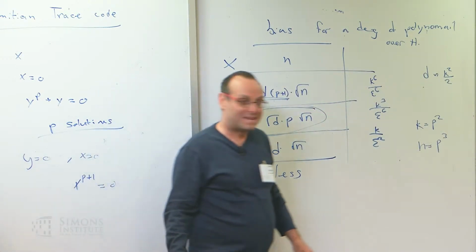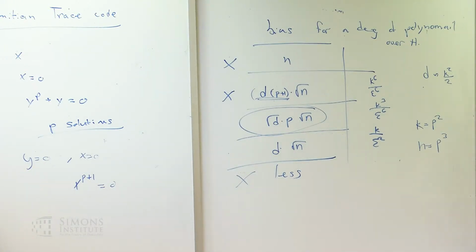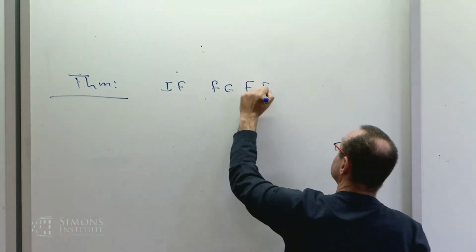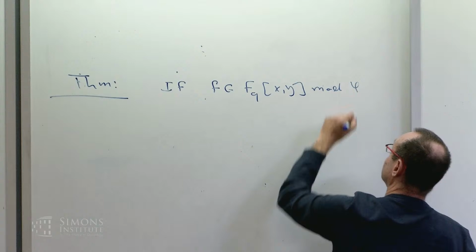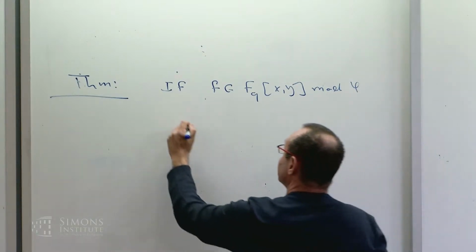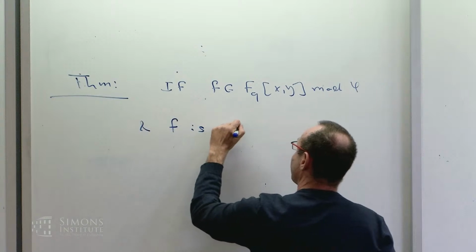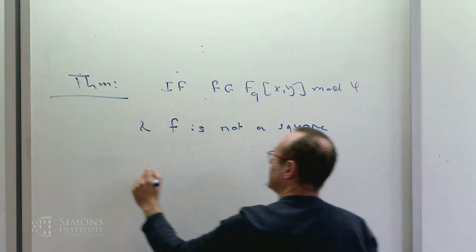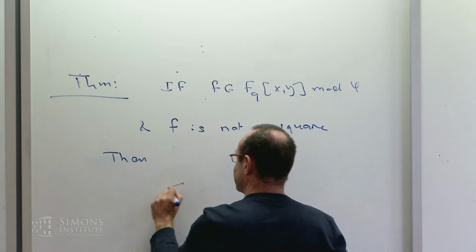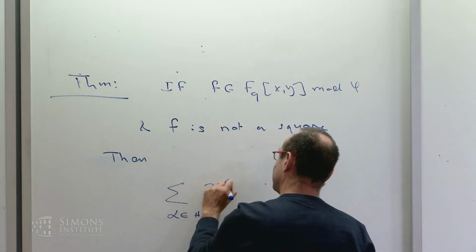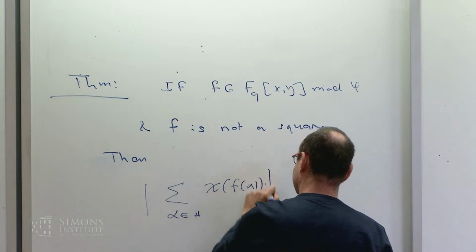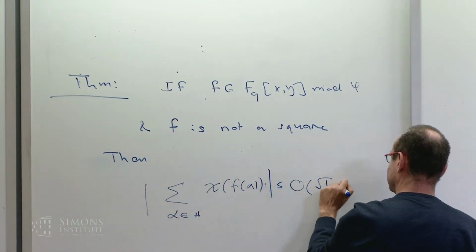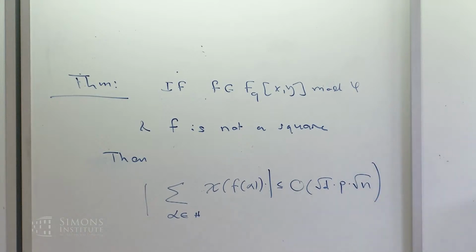But now I'll tell you about the proof. So the theorem is that if f is not a square, so f is in the Hermitian function field, so it's F_q[x,y] modulo phi, and f is not a square, then the sum over all alpha in H of the quadratic residue character of f of alpha is at most of order root times p. Okay, so that's the claim.